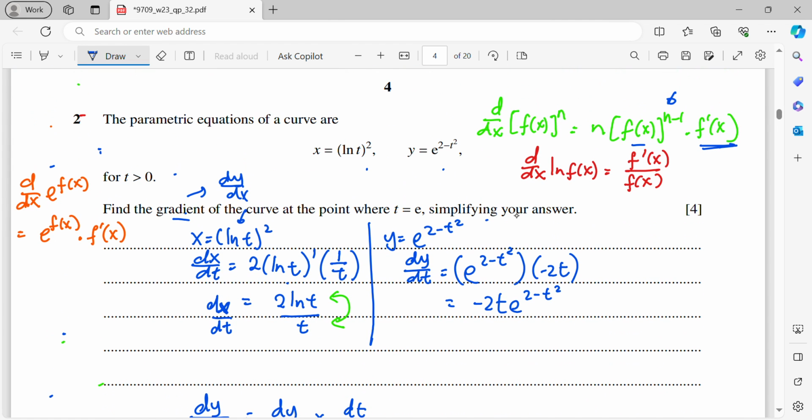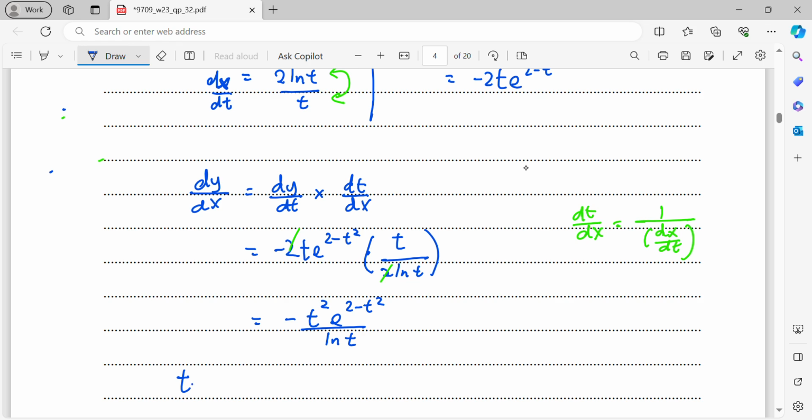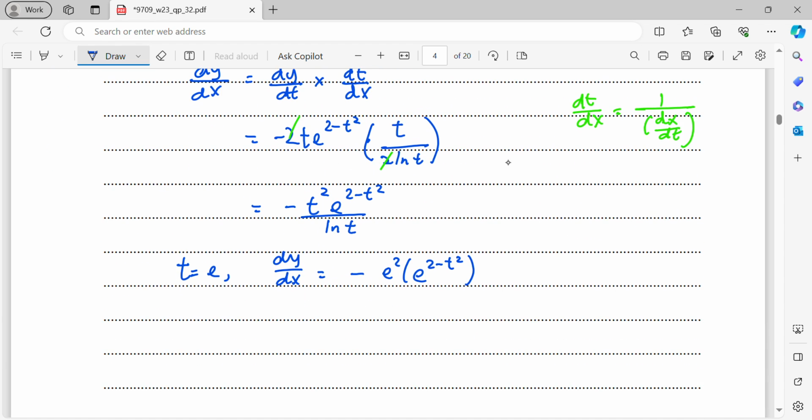But then when you look at the question, you need to find the value, that is the gradient of the curve when t equals e. So when t equals e, our dy over dx, which is the gradient of the curve, becomes negative e squared times e to the 2 minus t squared. Okay, just replace the t by e. So this is going to be e squared.